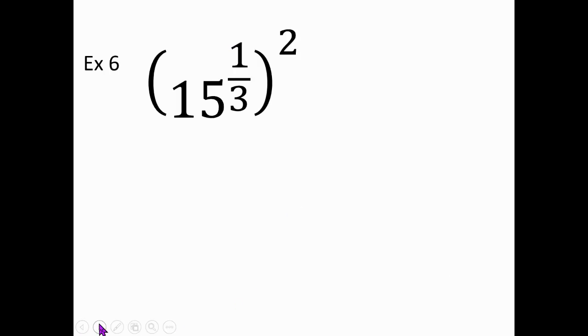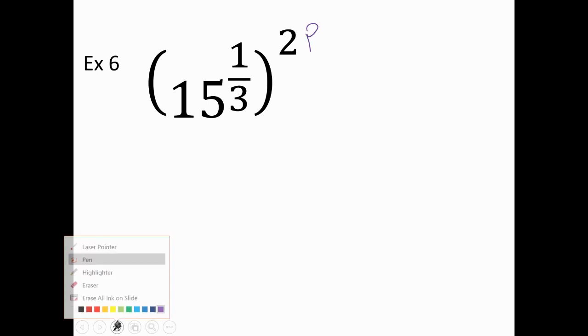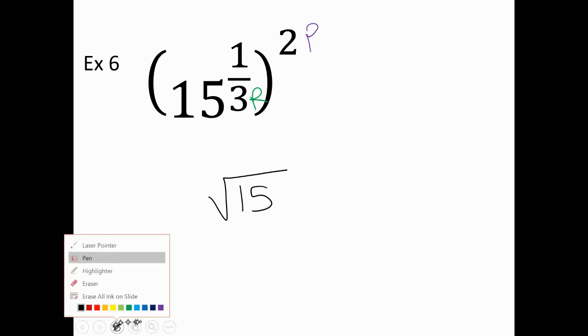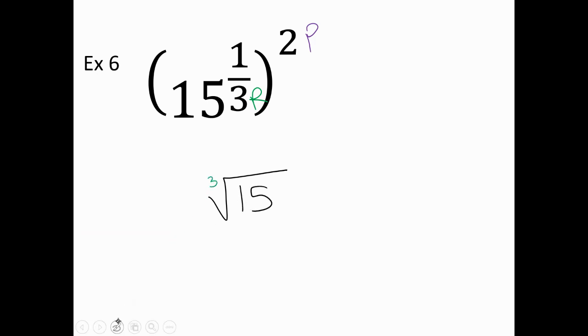All right, let's try another one. So on your Delta Math assignment, you might see some like this. And so hopefully you start training your brain, hey, this is just the cube root of 15. So is there a number times itself 3 times that's going to give you 15? No. So we're going to have to rewrite it. This is our power. This is our root. So we're going to rewrite it: 15, put our little root here, and our power, we're going to put it on the 15.